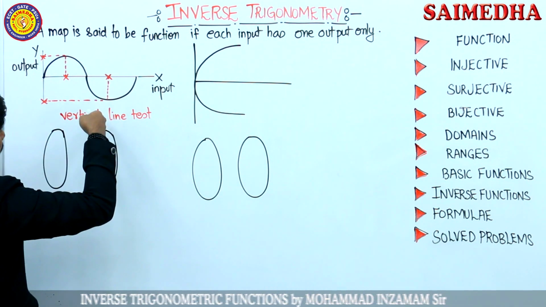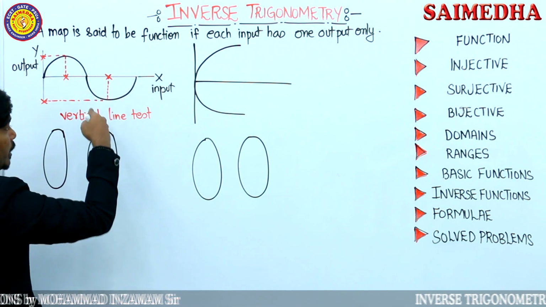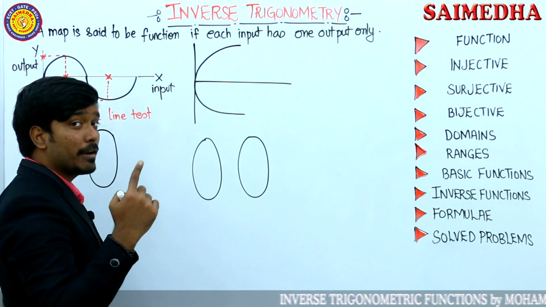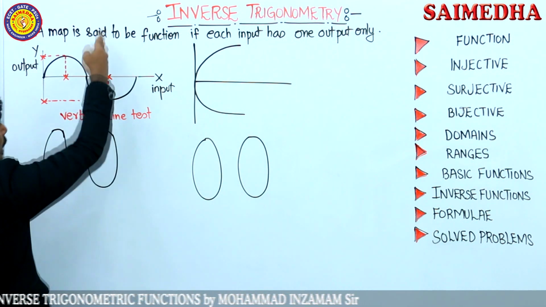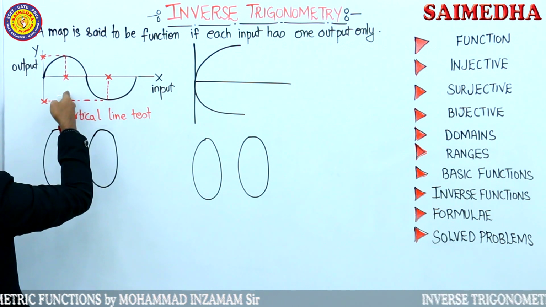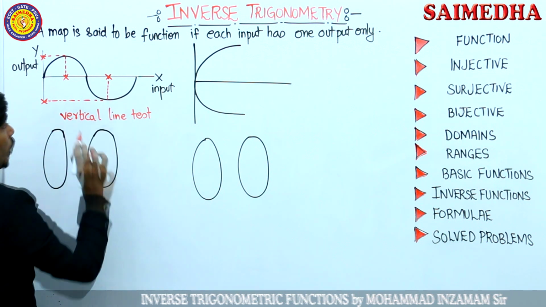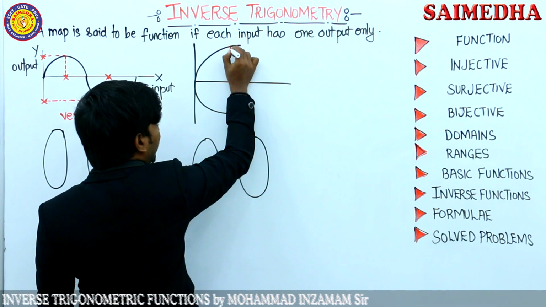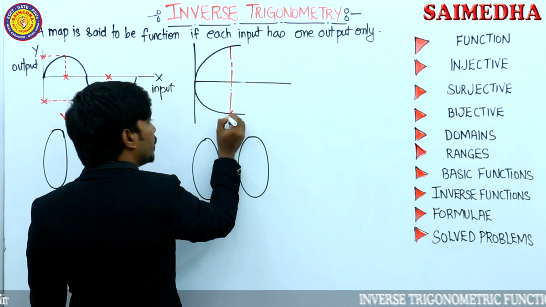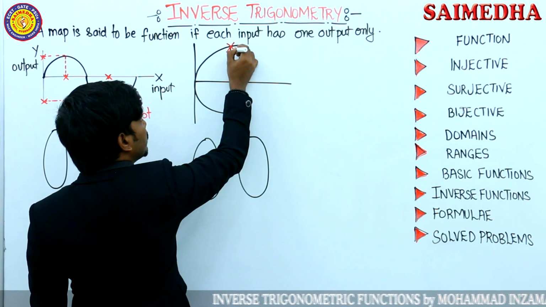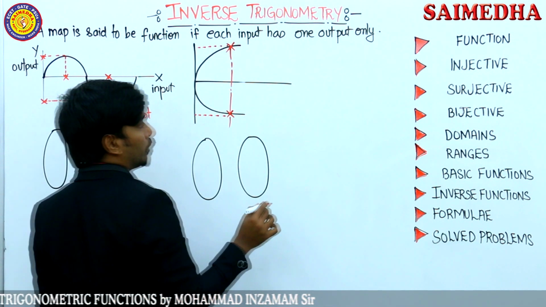When you draw a vertical line, if the function curve is going to intersect it more than once, it is not a function. Only if it is going to intersect one time, it is called a function. I am drawing a vertical line. How many times is it going to intersect? One time. How many times is it going to intersect? One time. Similarly, let's draw here one more vertical line, guys. Observe. Now it is going to intersect how many times, guys? Two times. So how many outputs are you going to get? Two outputs you are going to get, guys.